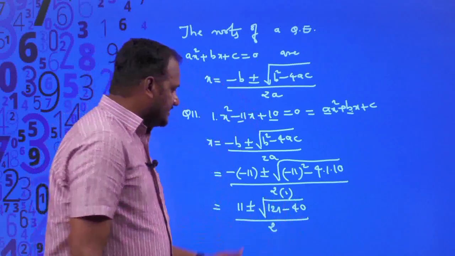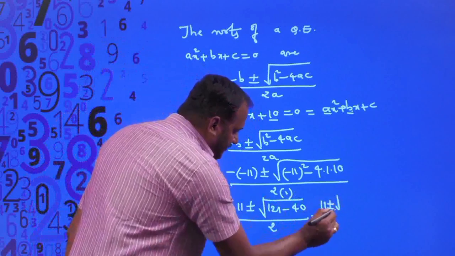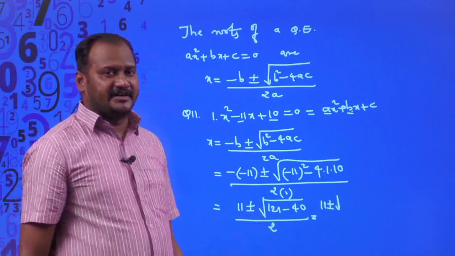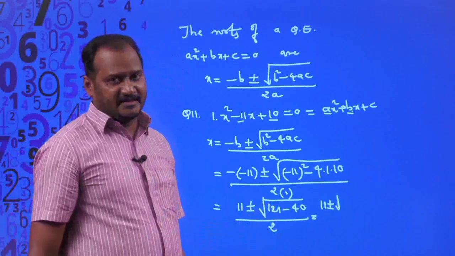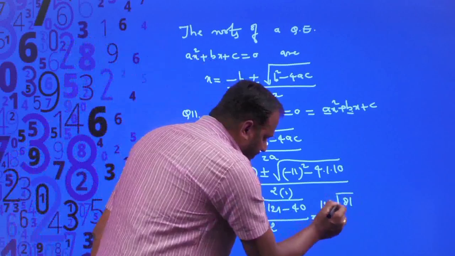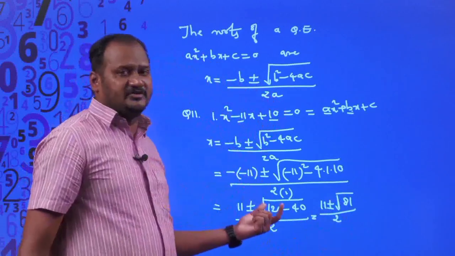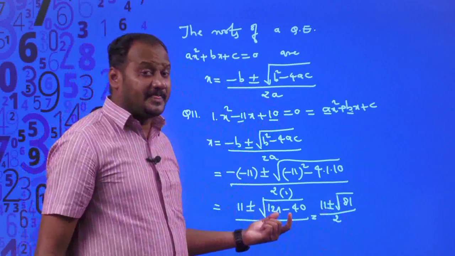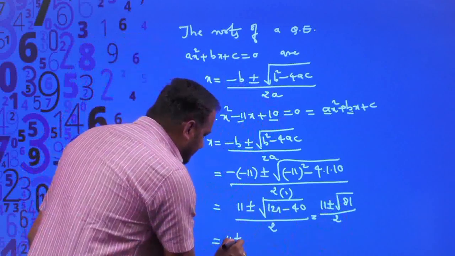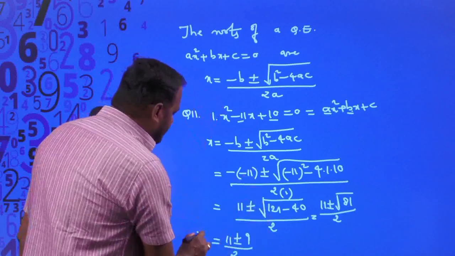Now understand this, which is equal to 11 plus or minus square root 121 minus 40. What is 121 minus 40? First of all, 120 minus 40 is of course 80 and 1 is extra. So it is 81. Whole divided by 2 into 1 is equal to 2. You all know that the square root of 81 is equal to 9. So you can write it as 11 plus or minus 9 divided by 2. This is the value of x.